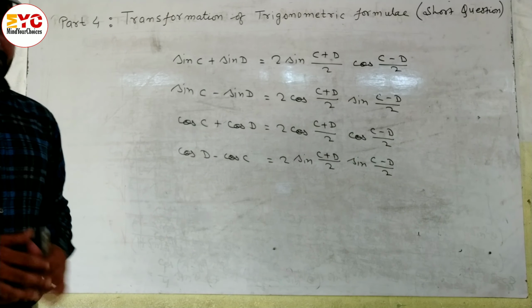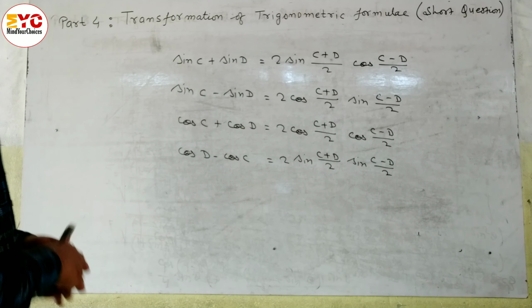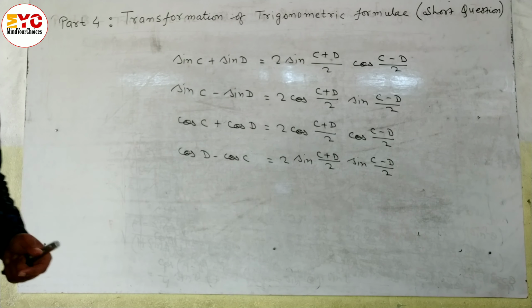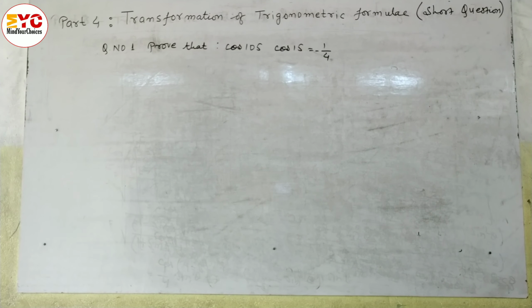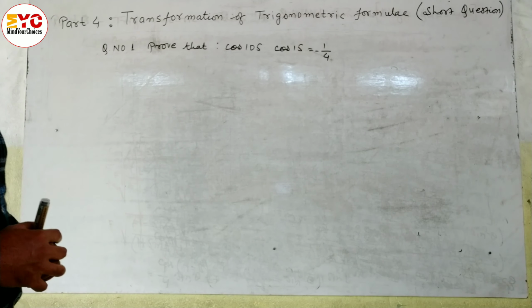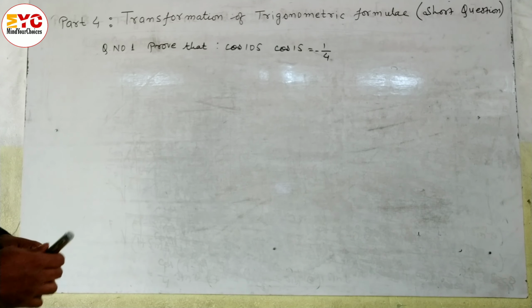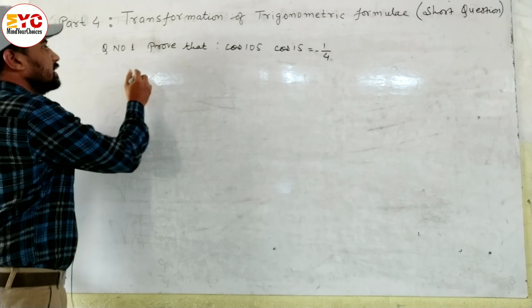Let's start some problems related to transformation of trigonometric formulas. Short questions I am going to provide here. Let's start, and question number 1 is: prove that cos 105 cos 15 is equal to minus 1 by 4. We have to prove. Take LHS here.